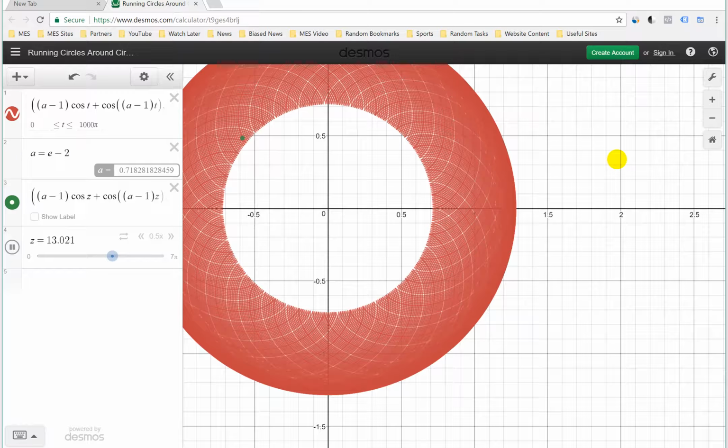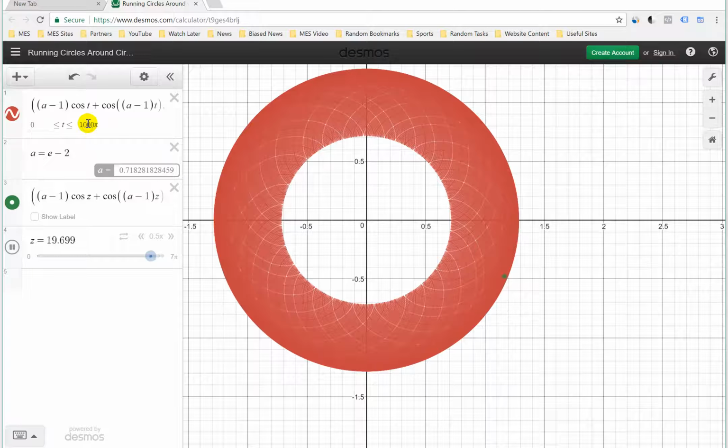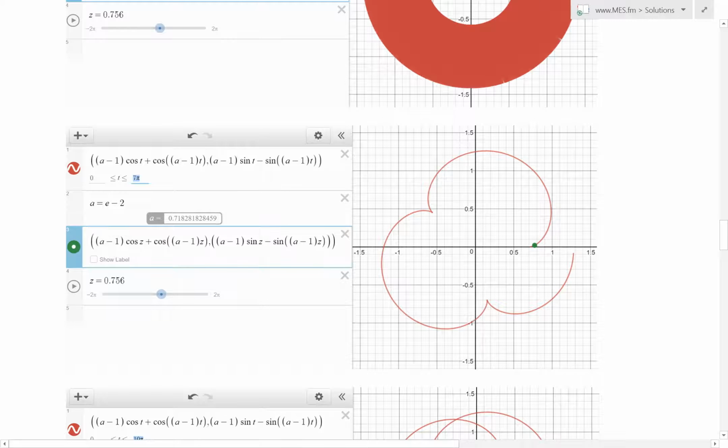You can still see some of it, but notice that the calculator becomes slower because it's just doing a lot of calculations. And yes, we get something like that. Let's go and see what I've done here.